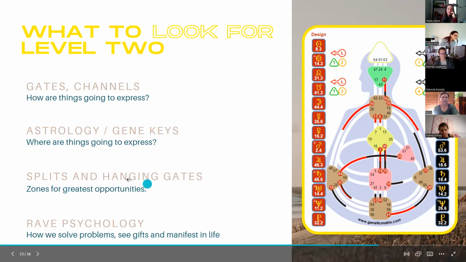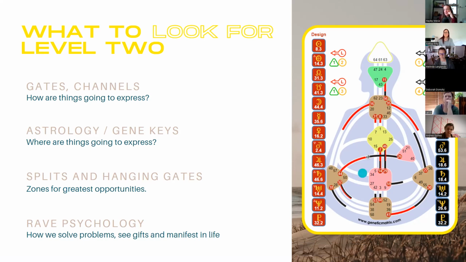Splits and hanging gates are really important. So this is what I'm looking at, a split. So here's a split. See how these two are connected, and then there's a gap here. So gate 7 and gate 1, there's a gap. There's also a gap here at gate 36, and there's a gap here at gate 48. This person, if they want to find areas for greatest opportunities for growth, I would be looking at either one of these 4 gates: gate 36, gate 1, gate 7, and gate 48. Potentially there could even be conditioning in those centers, in those white gates.